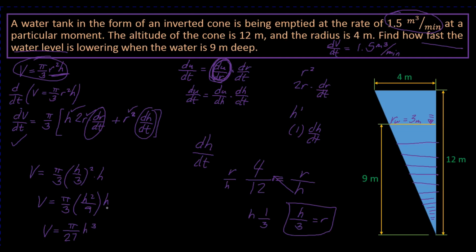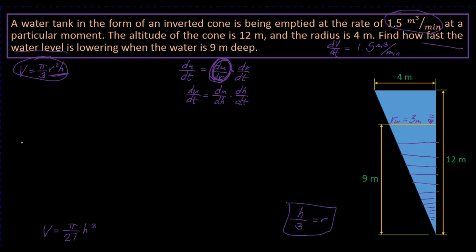You differentiate this, we can get... Okay, so I will clear the screen for you guys. But remember, it's pi over 27 h raised to 3. Let's take a minute break. Alright, so we simplified it to v is equal to pi over 27 h raised to 3.